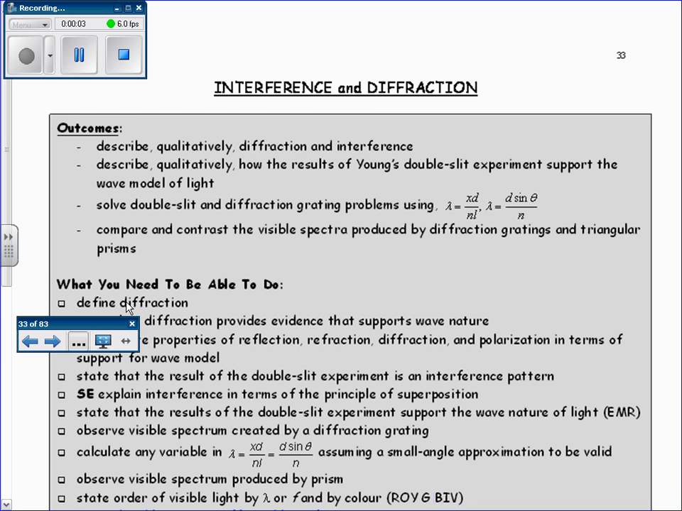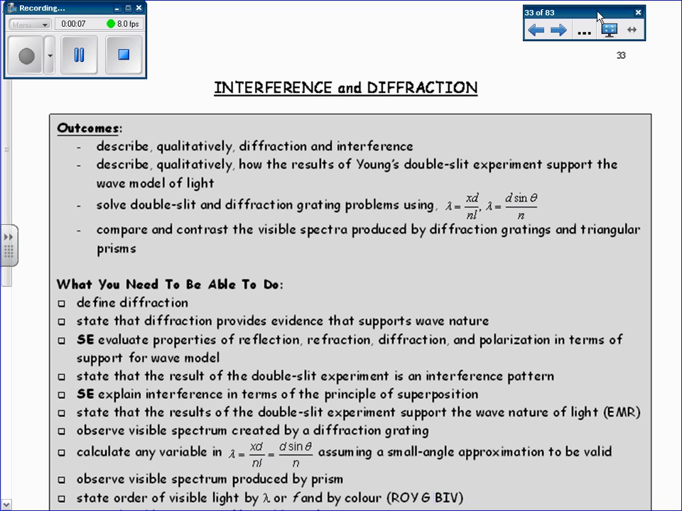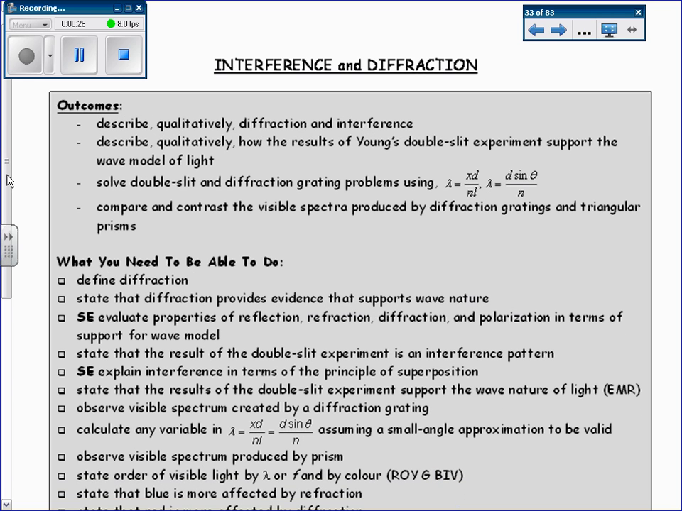Okay, so we're on page 33, and like I said already, we're going to talk about interference and diffraction. They're related. We want to talk a little bit about both concepts in Physics 20, but very minorly, and it's about mechanical waves we talked about, not about electromagnetic radiation, but it's very similar circumstances. So the four outcomes that we're going to cover in the lesson are: describe qualitatively diffraction and interference.